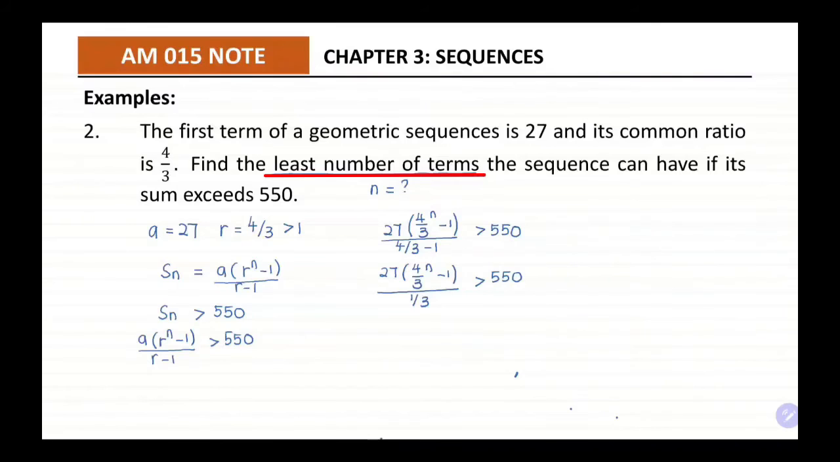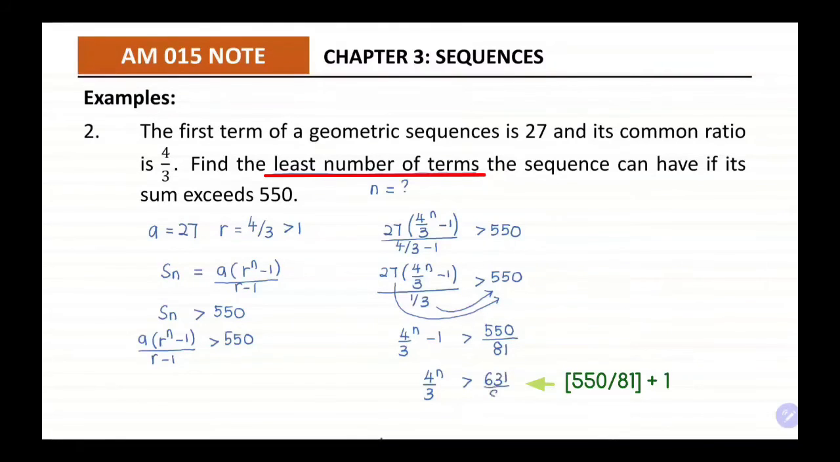So we solve again. We get 1 over 3 times 550, divided by 27. So we get 4 over 3 power of n minus 1 is greater than 550 divided by 81. Then we add 1, so we get 4 over 3 power of n is greater than 631 over 81.